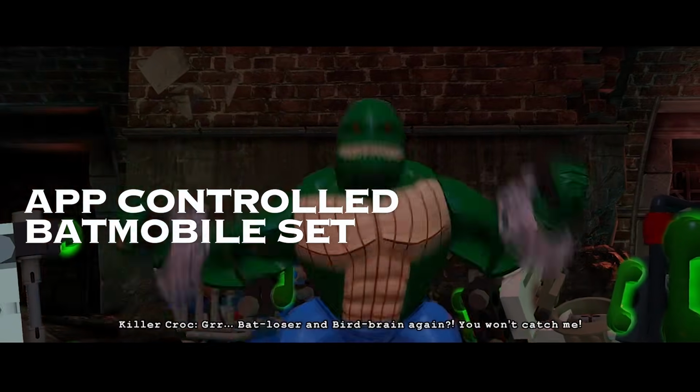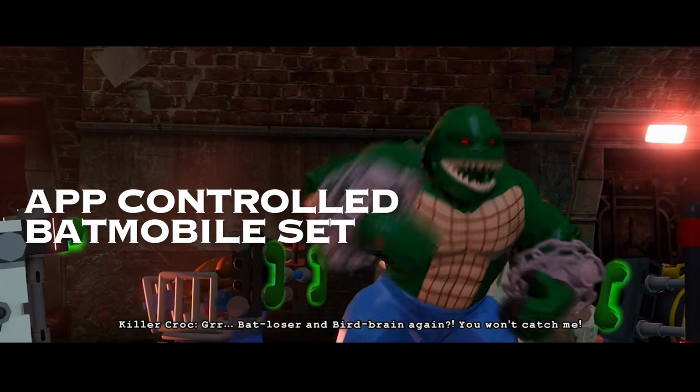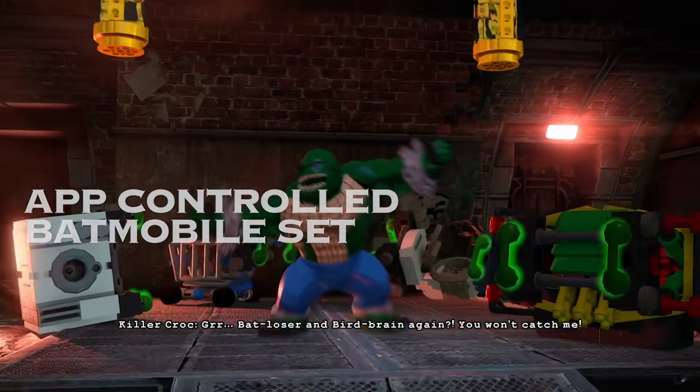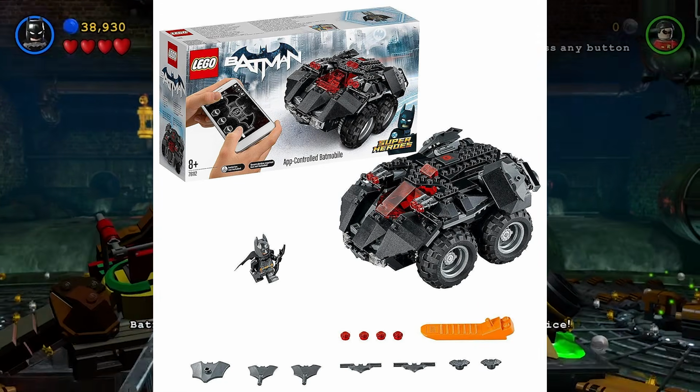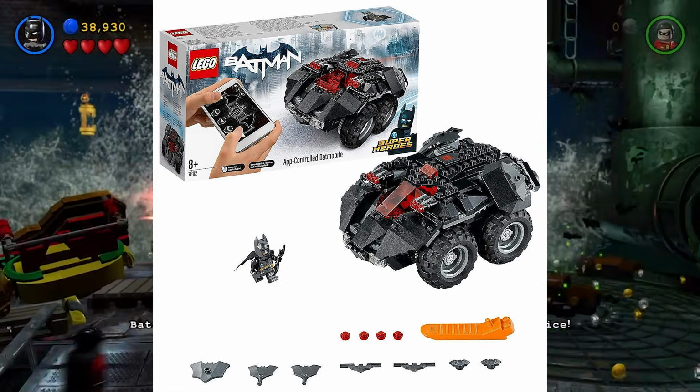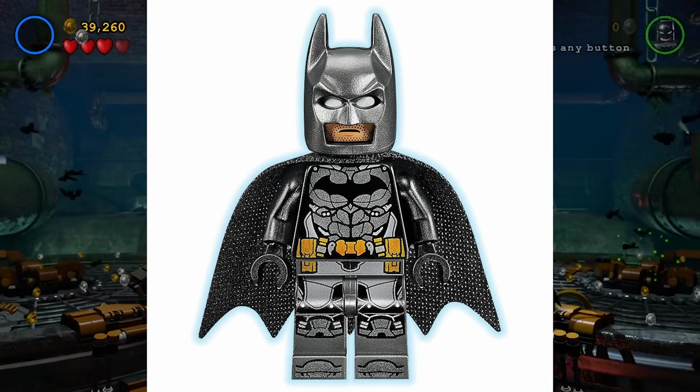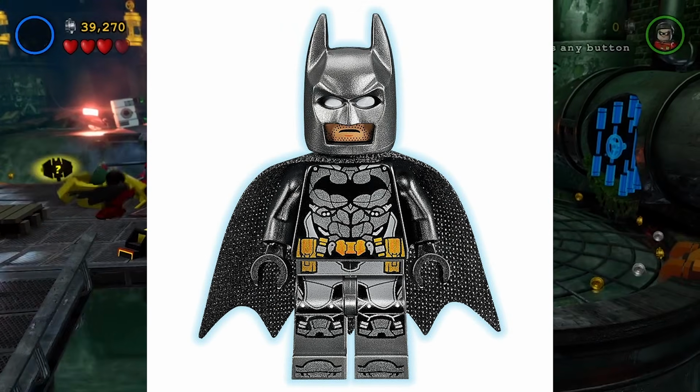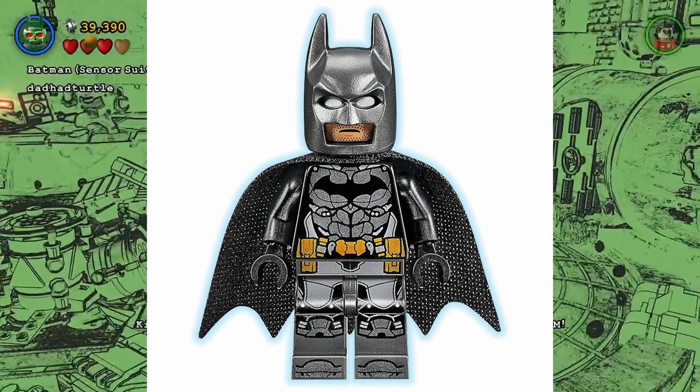App-controlled Batmobile set. One of the more interesting LEGO Batman sets is this Batmobile that's kind of like an RC toy, but you control it with a mobile app via Bluetooth. Also, the Batman minifigure in this 2018 set is exclusive, so that's cool.